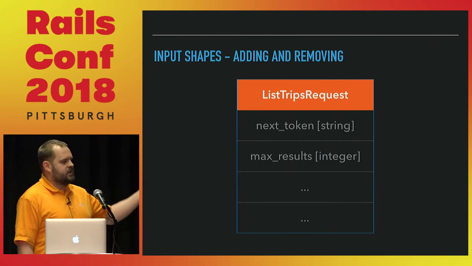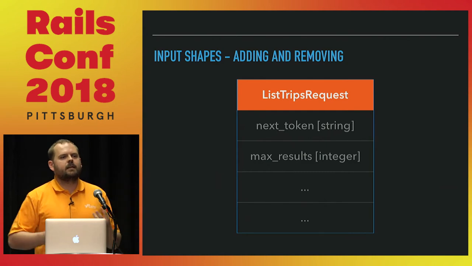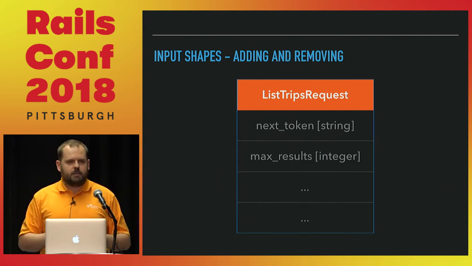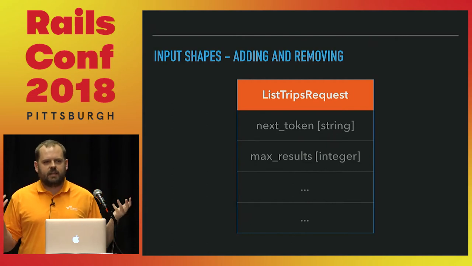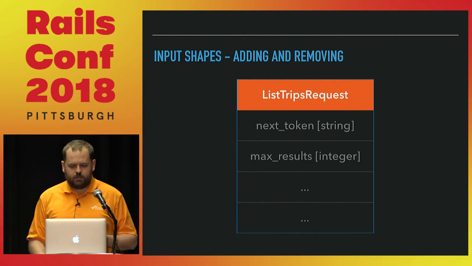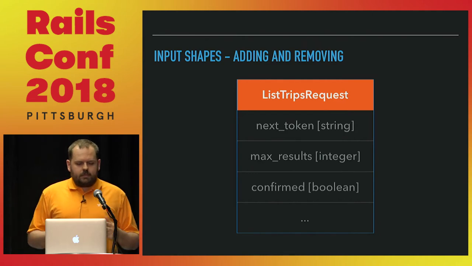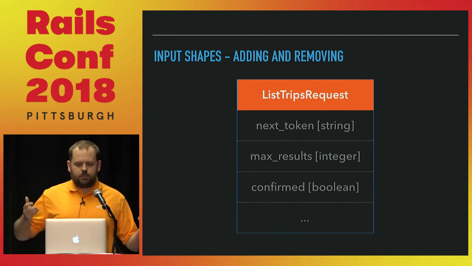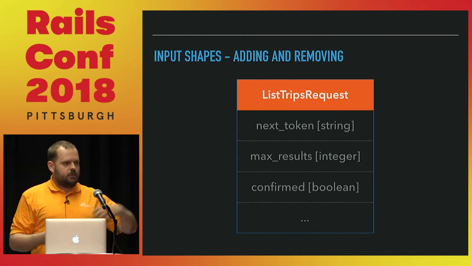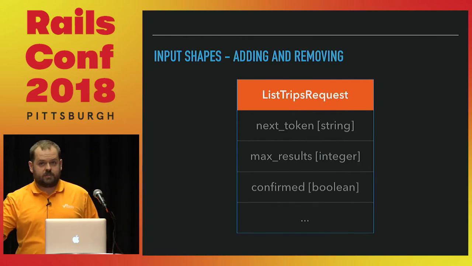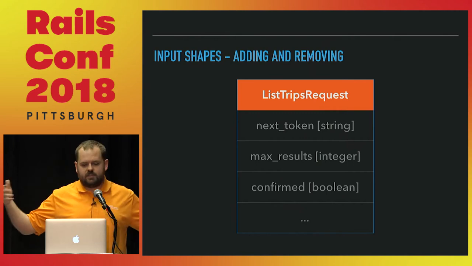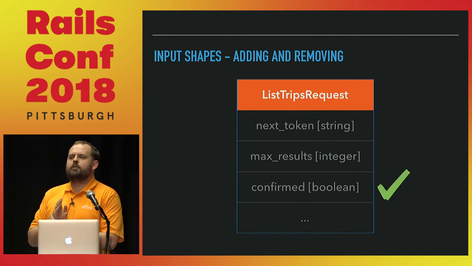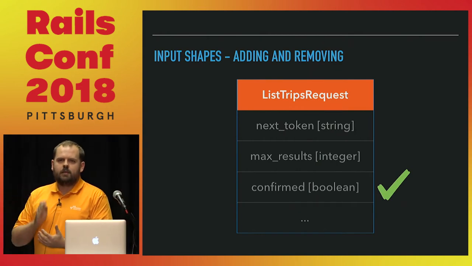So we have concepts like next token and max results, and you can use that to control the way that your API paginates. So maybe that's all we launch with. That's enough to have a functioning list trips that's gonna scale pretty well. And now I wanna add a new optional parameter called confirmed so that I can limit our listed trips to confirmed trips or trips that are not confirmed, or if I leave it unset, it just gives me everything. And that's totally fine. New optional parameters on input shapes are good.